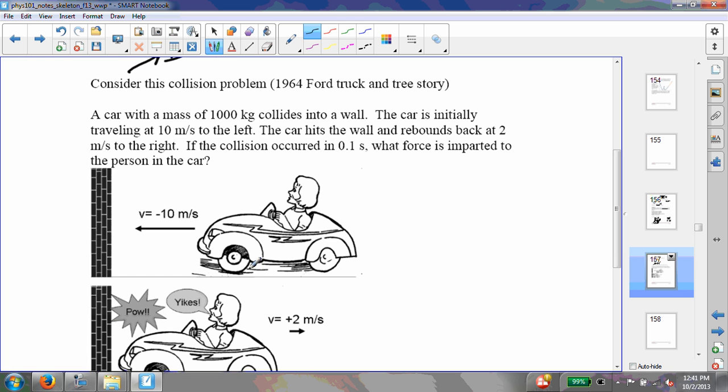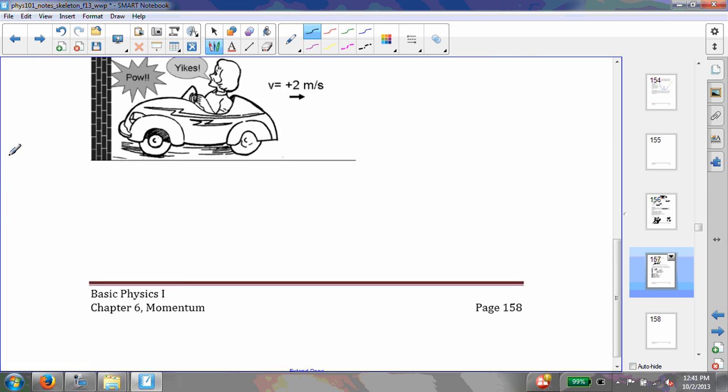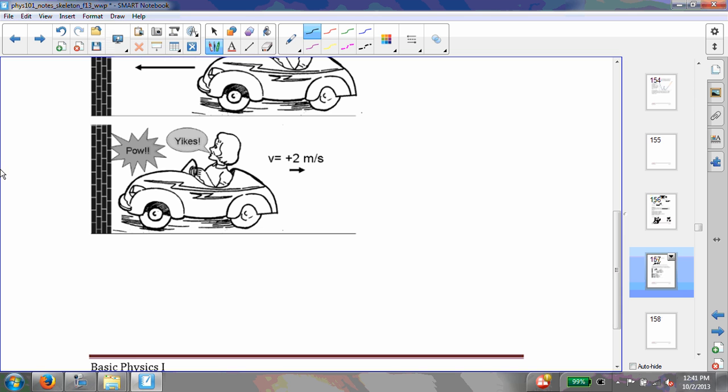So let's imagine this. I have a car that has a mass of 1,000 kilograms, and it collides into a wall. It's initially traveling 10 meters per second to the left, so that's a negative 10 meters per second. It hits the wall and rebounds back at 2 meters per second to the right. Now, if the collision occurred in a tenth of a second, what force is imparted to the person in the car?